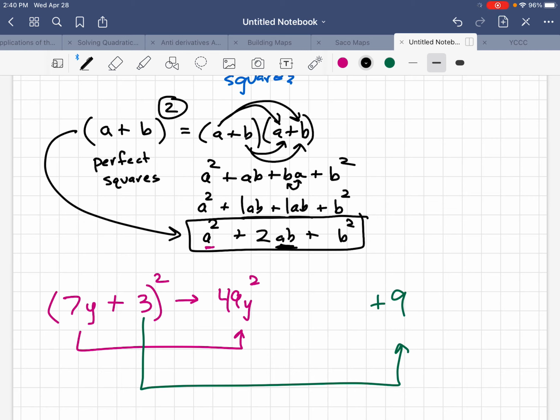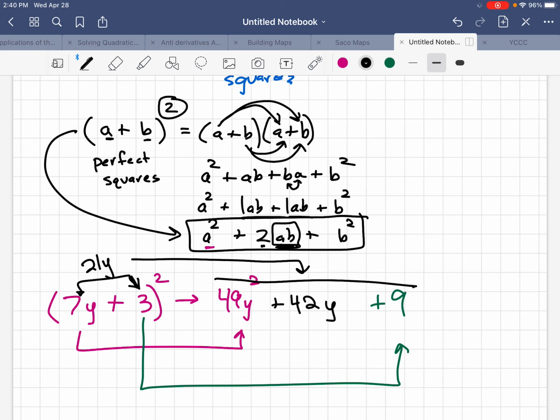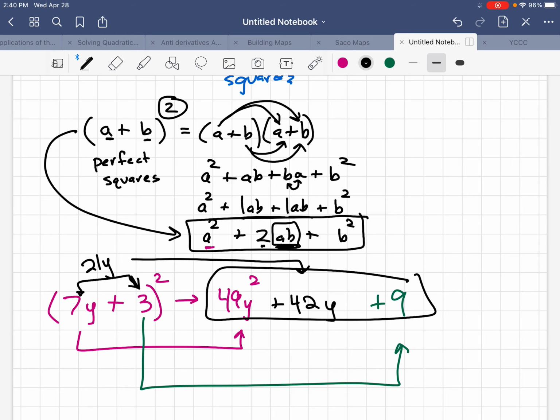We're going to multiply a and b. Here, they are 3 and 7y, which if I multiply, I get 21y. And I'm going to need 2 of those. So double it, and you get 42y. There is my perfect square trinomial.